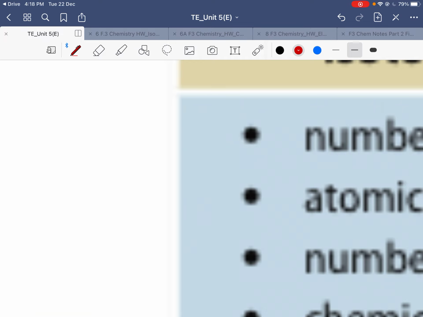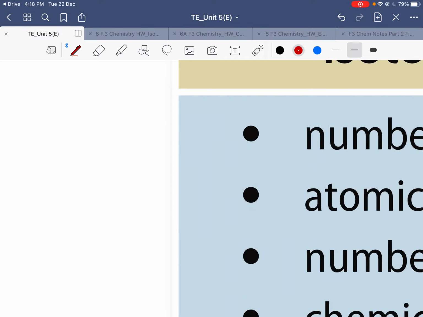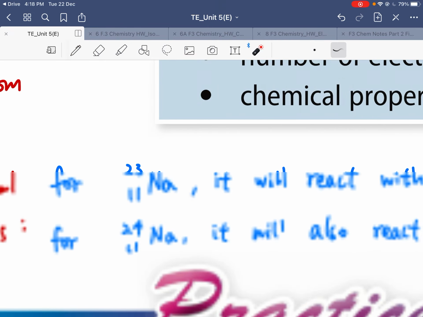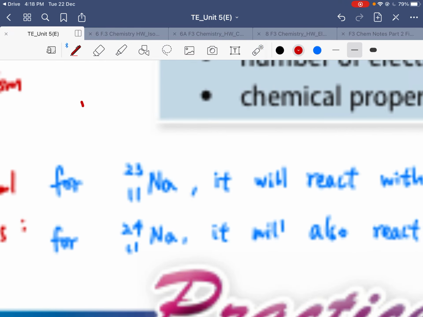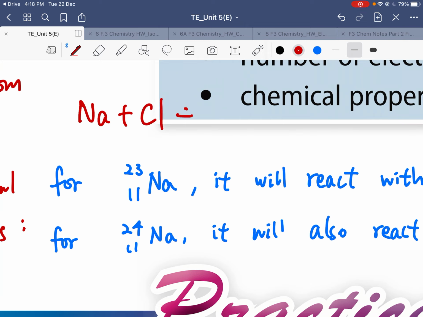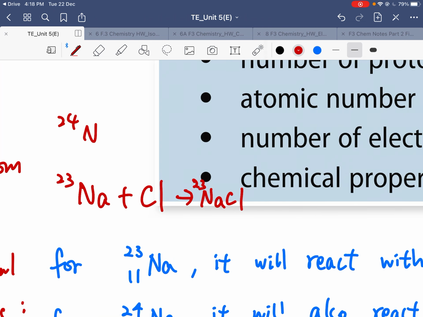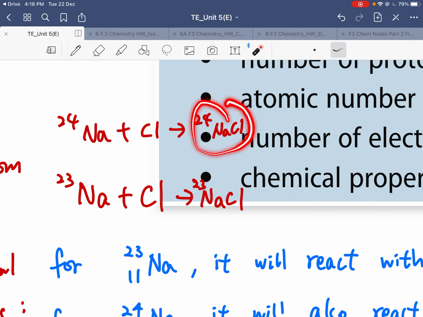For example, maybe I use sodium as an example. Sodium reacts with chlorine to form sodium chloride. You know it, okay? So if it is sodium 23 reacting with chlorine, of course it will form sodium chloride with the sodium 23. And how about sodium 24? When it reacts with chlorine, it will form sodium 24 chloride. Okay, it is exactly the same.